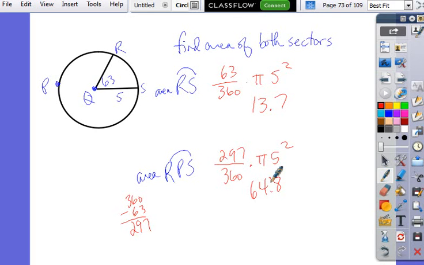What is the area of this whole circle? Not 360, the area of the whole circle. Area formula, pi r squared. Pi times 5 squared is 78.5. So the area of the whole circle is 78.5. We just said the area of these two sectors is this right here. Make sure it adds up to 78.5. If these two things add up to 78.5, then that's a pretty good bet that we got the right answer.